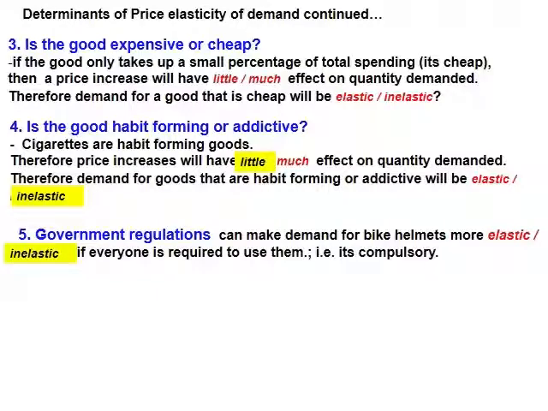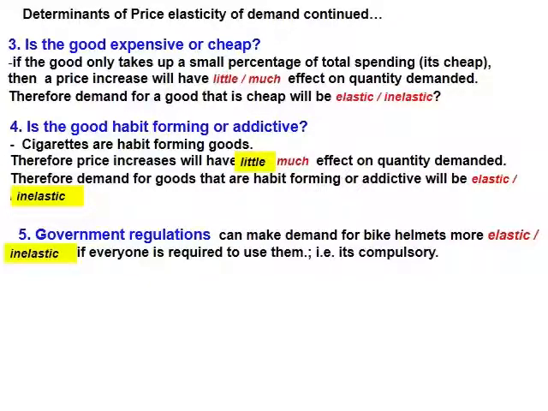The third determinant is related a little bit to necessity and luxury. Is the good expensive or cheap? Expensive goods, like overseas holidays, luxury items if you like, take up a large percentage of our spending. So any increase or decrease in price, there's going to be a very sensitive response. Quantity demanded will increase or decrease relatively more than the price change.